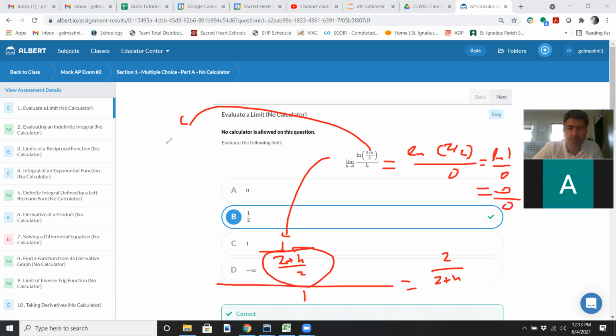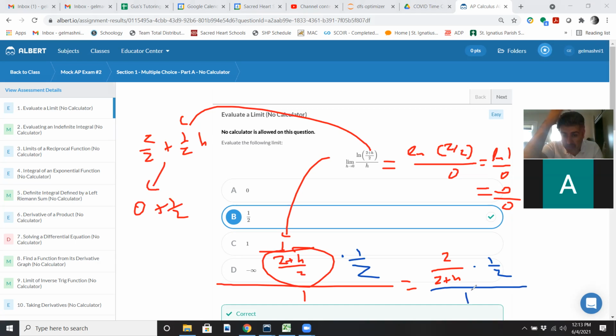So if you think about it, that's 2 over 2 plus half h. When I do that derivative, I get 0 plus 1/2. So I've got to do a chain rule as well, which I forgot to do. And of course, you divide by 1. Now you can plug in 0 for h, and you will get 1/2. So that's what the answer is. So that's how that one would work itself out.